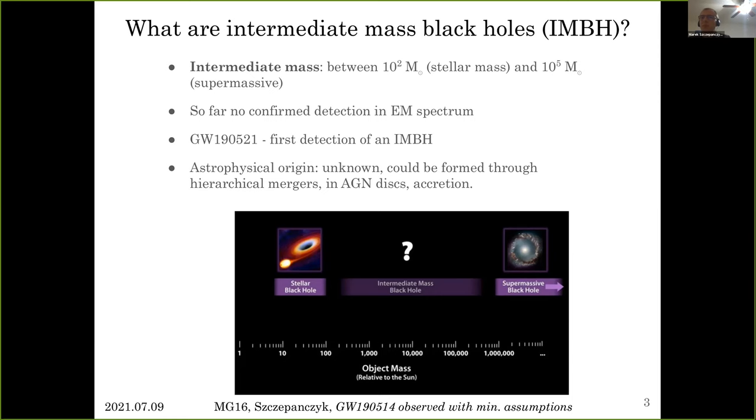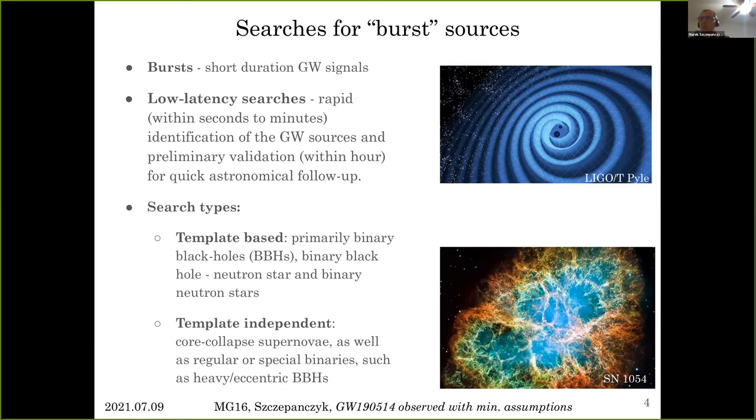So let me tell what actually we are searching for and what the burst sources are. The binary black holes are short duration gravitational wave signals, and we are searching for them in low latency and in an offline analysis. In the low latency, we want to get a rapid identification of a gravitational wave source as a gravitational wave burst to be able to send them to the astronomical community.